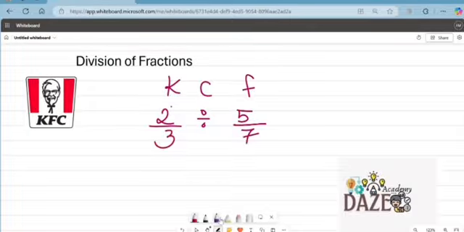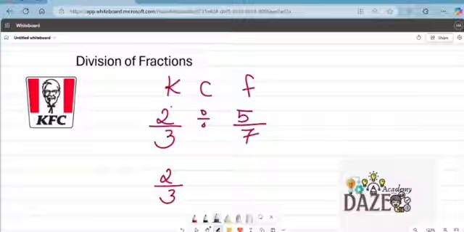So, let's do it. I'm going to keep the number 2 by 3 as it is. That's what K stands for. Then I'm going to change division to something that is multiplication. Division's opposite is always multiplication. Multiplication's opposite is always division. Addition's opposite is subtraction. Subtraction's opposite is addition.